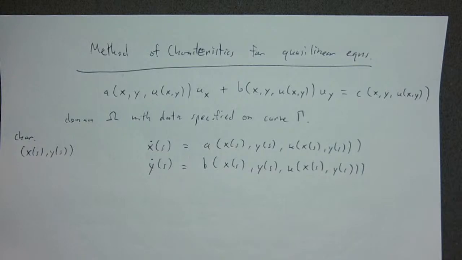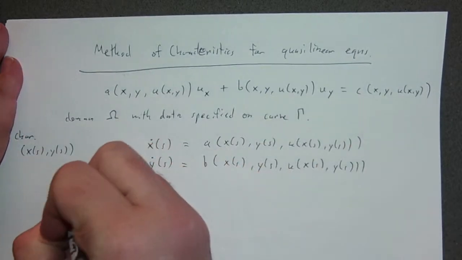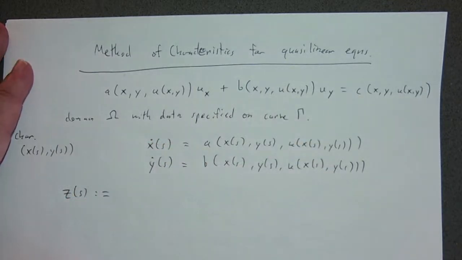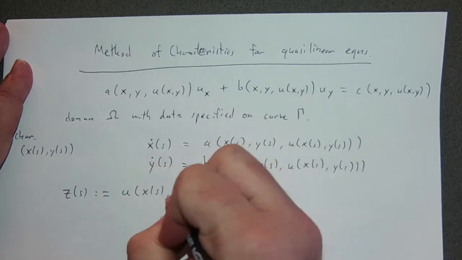Now, of course, this is not going to be enough alone. We have at least one more equation, right? And this equation can be simplified a little bit in form if, just like we did before, we define z of s to be the value of u along a characteristic.